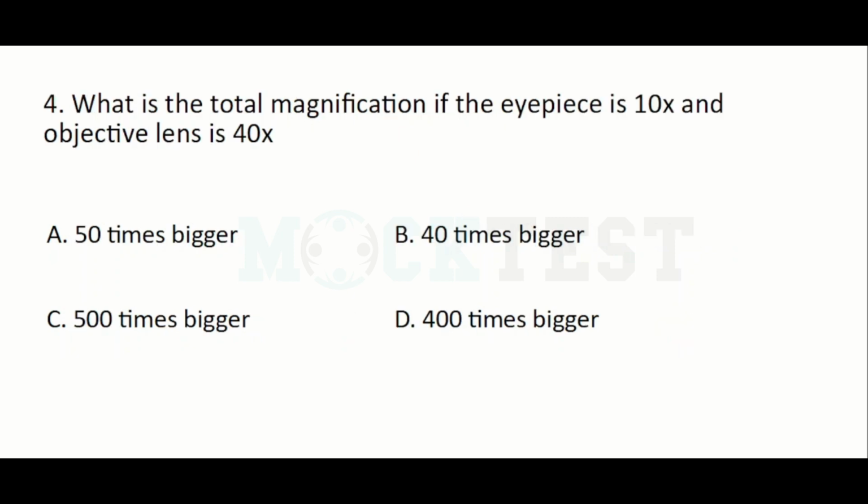Next, what is the total magnification if the eyepiece is 10x and objective lens is 40x? Option A 50 times bigger, option B 40 times bigger, option C 500 times bigger, option D 400 times bigger. The correct answer is option D, 400 times bigger.